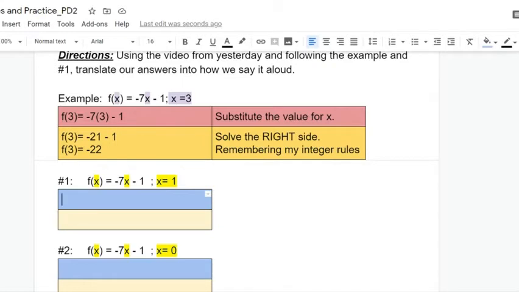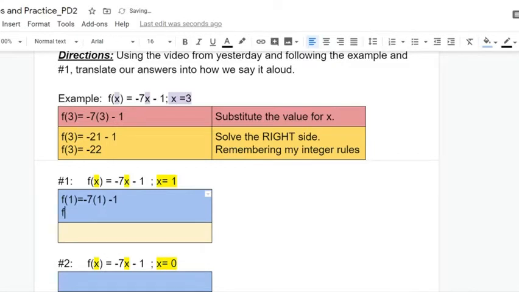So first thing I'm going to do is look at number 1. We have f of x equals -7x minus 1, x equals 1. So f of 1 equals -7 in parentheses 1, because again, x equals 1. So everywhere I see x, I put 1, minus 1. Now I'm just going to start simplifying.